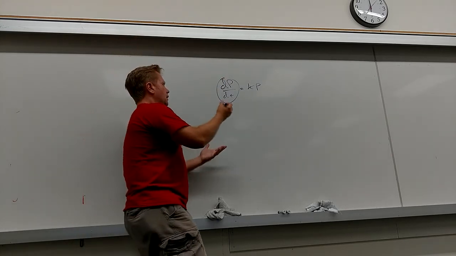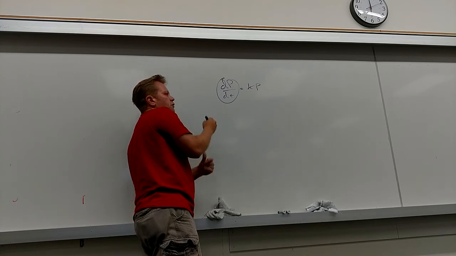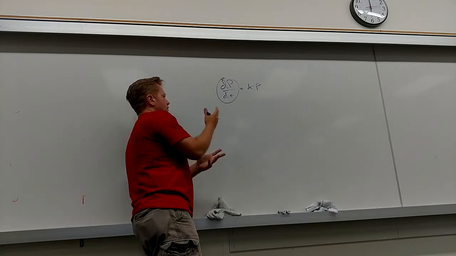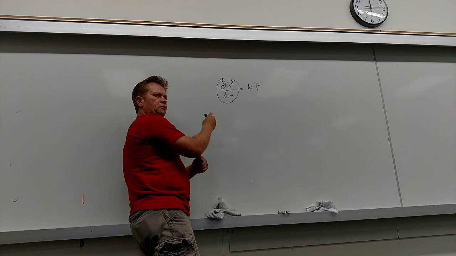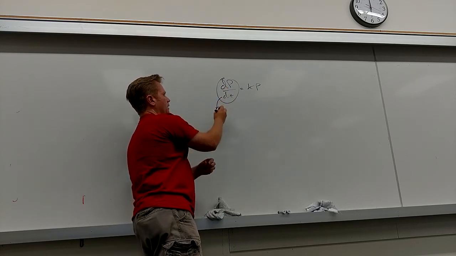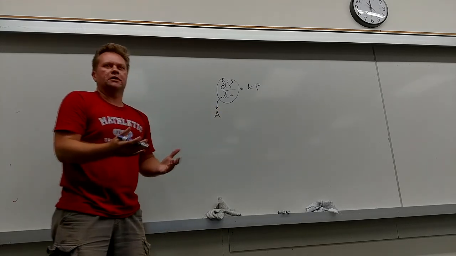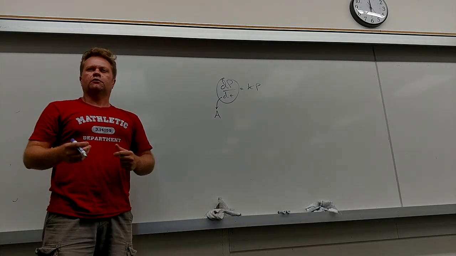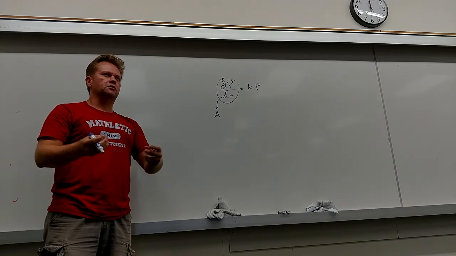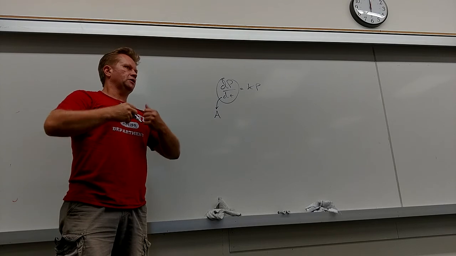So what do you think would be a nice way to represent the birth rate? And the cool thing is, I could call this A. A could represent dP/dt. So when you want to figure out how to represent birth rate, you can just call it B. It's amazing. And you can call death rate D.